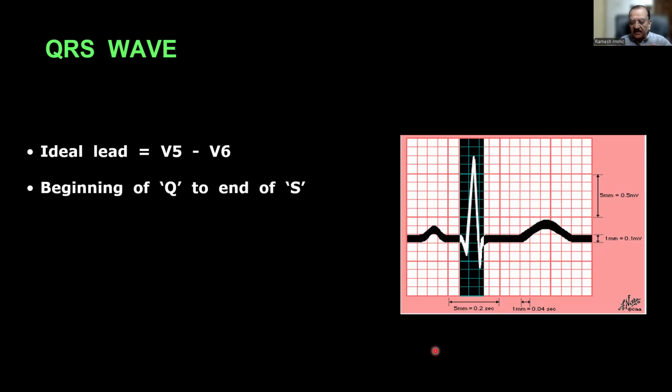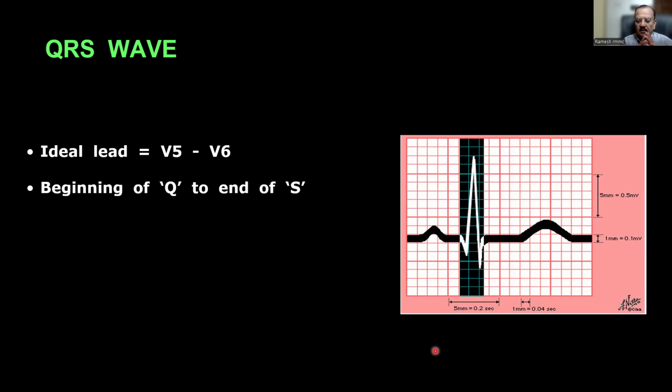For example, somebody is very obese, with a thick chest wall. The QRS amplitude will be smaller. Suppose there is a pericardial effusion, some fluid covering the heart, then the QRS will become shallow, smaller. Suppose somebody has a pleural effusion or emphysema. If anything is interfering with the electricity getting transmitted to the surface, anything obstructing it, it makes the QRS low. That is the reason we don't give much importance to the height of the QRS.